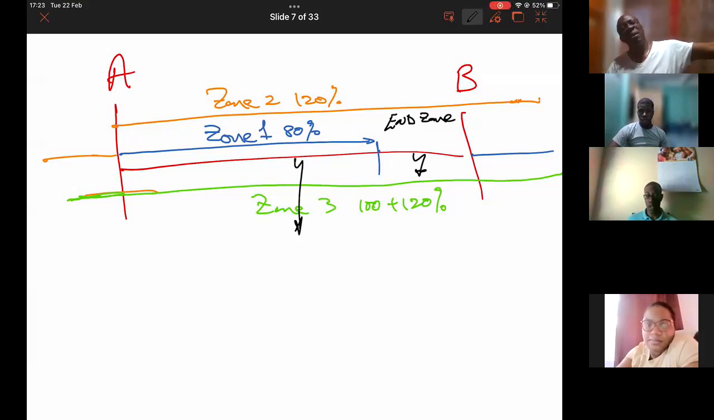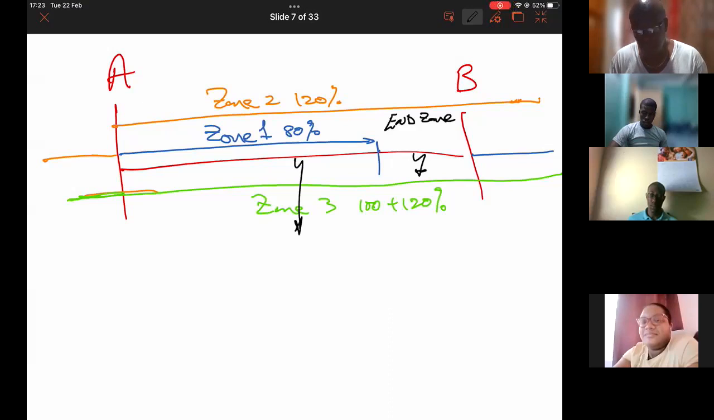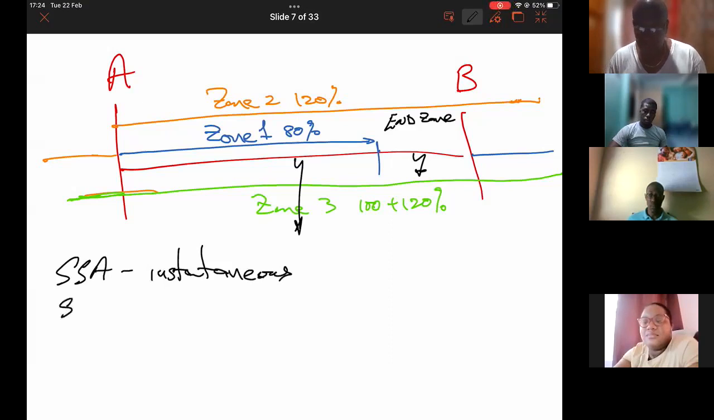at substation A, it will have it as a zone 1 fault. Good? And we know that zone 1 is instantaneous. So substation A would be instantaneous. Substation B would also be instantaneous. That is for fault F1.